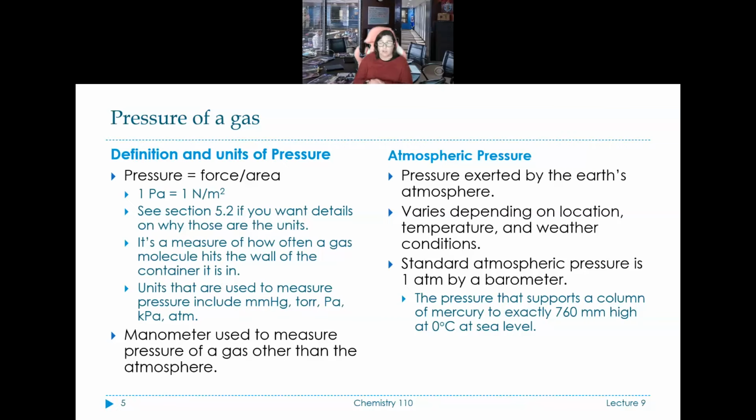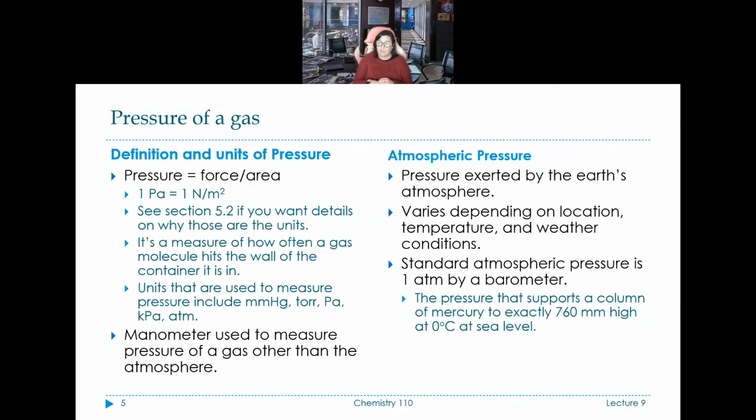Okay. Now, pressure is, again, defined as a measure of how often a gas molecule hits the wall of the container that it's in. That is a function of how big that container is and how much gas is inside that container. Okay. Units that are used to measure pressure include millimeters of mercury, mmHg, torr, Pascal, kilopascal, and ATM. So ATM is atmosphere. Manometer is used to measure the pressure of a gas other than the atmosphere. Okay. There are descriptions of a manometer and how it is used to get the pressure of gas over water in your textbook.